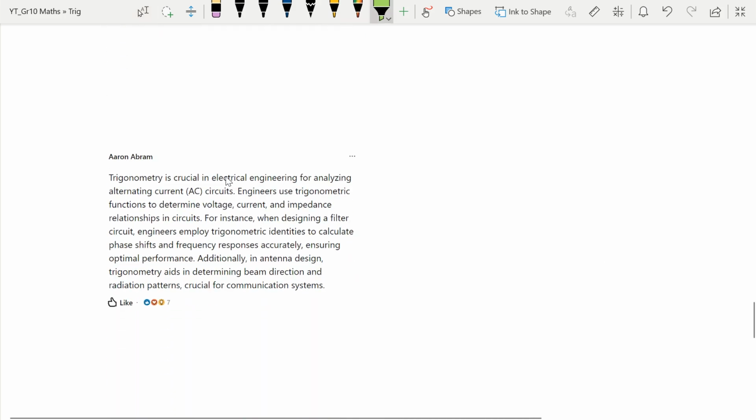Then electrical engineering, figuring out all sorts of things using trig functions. Let me just see what catches my eye. They use trig identities to calculate phase shifts and frequency responses accurately. Okay. And then that's for optimal performance. And then also antenna design, determining beam direction and radiation patterns, crucial for communication systems. That's a good one. All right.